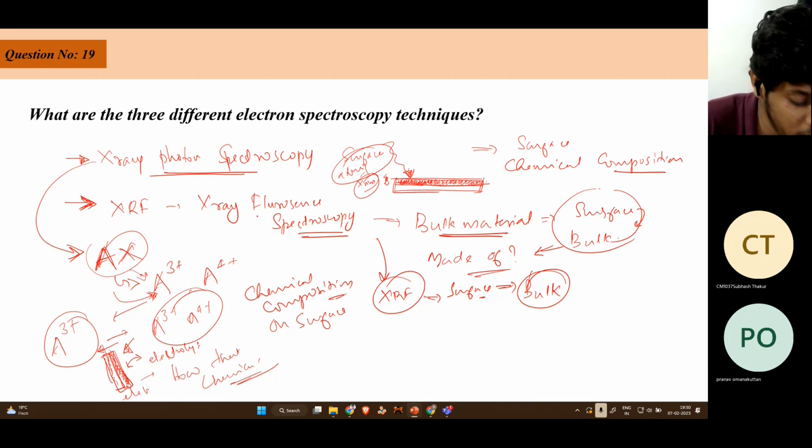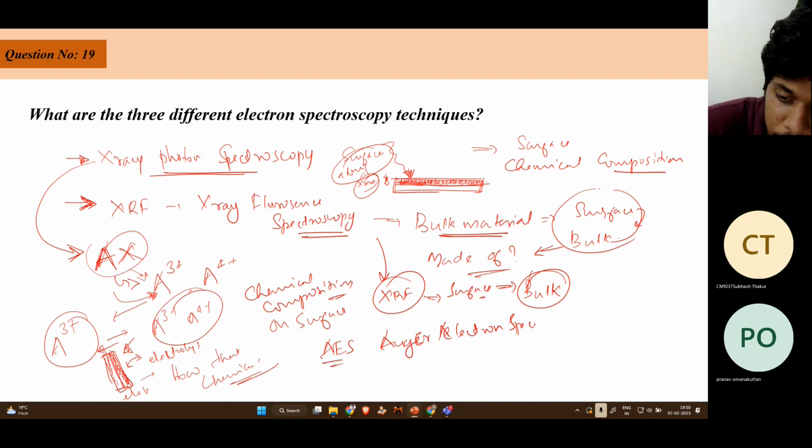And one of the other commonly used techniques is AES, which is Auger electron spectroscopy. This is a technique which measures the kinetic energy of electrons that are ejected from the material surface as a result of this inner shell ionization.